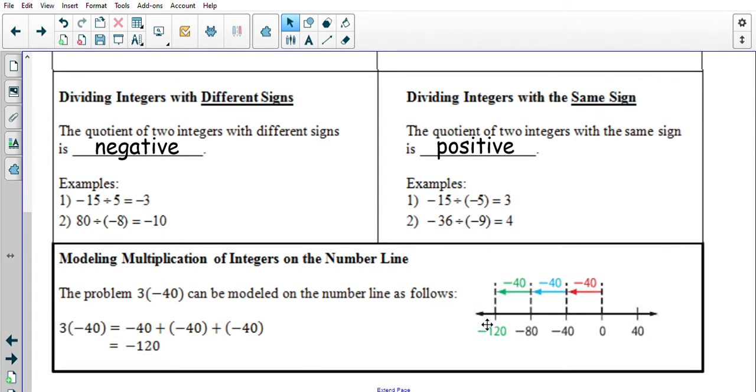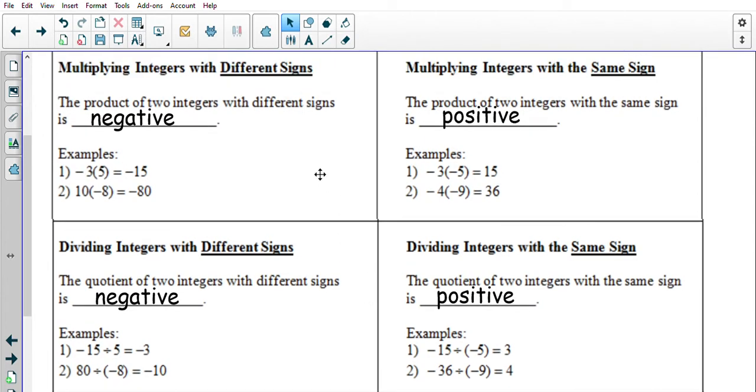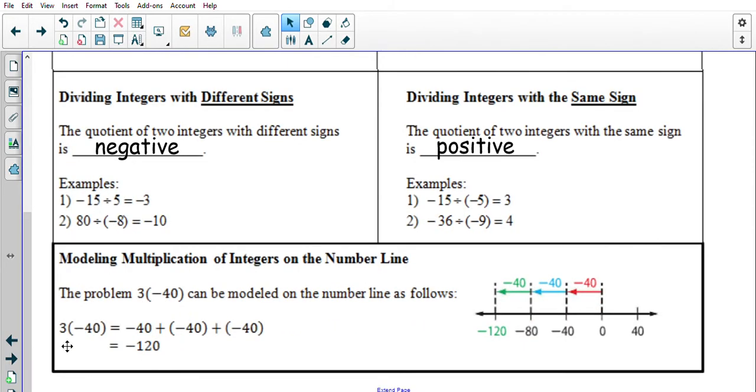It gets a little bit more difficult when we're multiplying 2 negatives, but we can still look at representing the problem in this way. We won't spend a lot of time working with number lines like we did with adding and subtracting. All I want you to do is memorize these rules. Again, I'll remind you, when you multiply or divide integers with different signs, the answer will be negative. When you multiply or divide integers with the same sign, your answer will be positive.